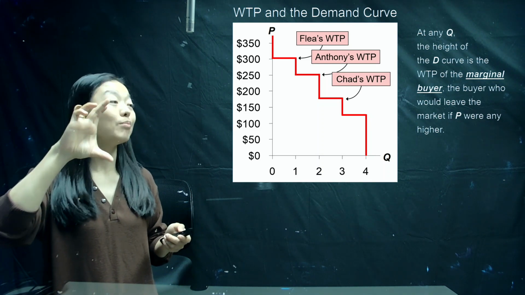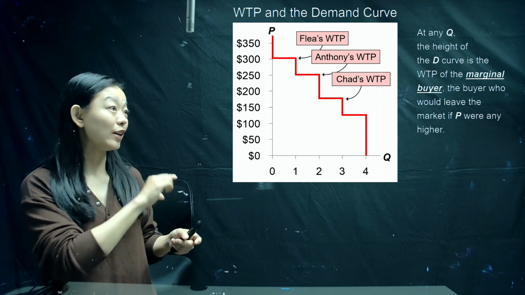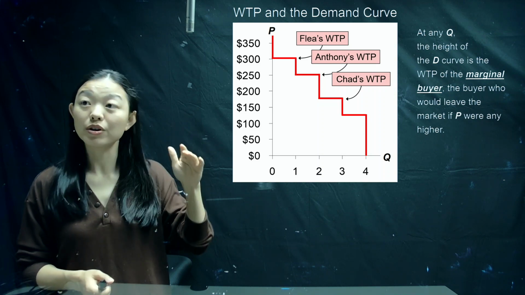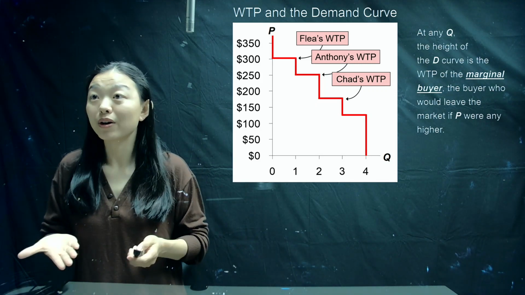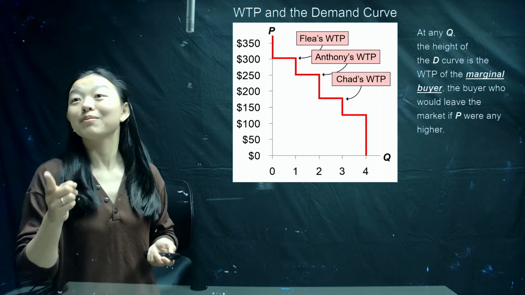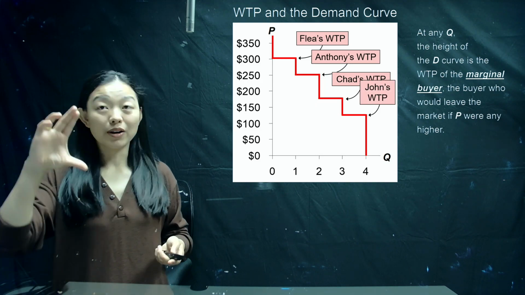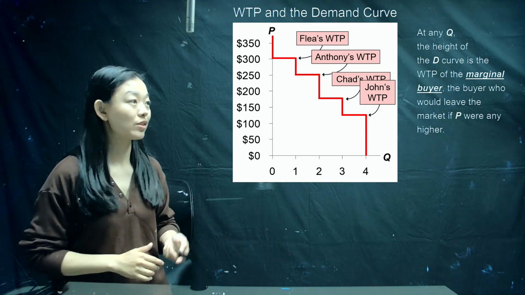So $175, the height here, matches Chad's willingness to pay. And then similarly, when quantity equals 4 units, now the height decreases to $125. Therefore, $125. Who is the marginal buyer? John is the marginal buyer, right? So this $125, the height here, also measures John's willingness to pay for an Apple Watch.